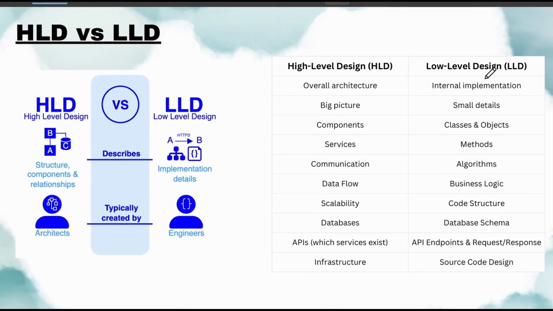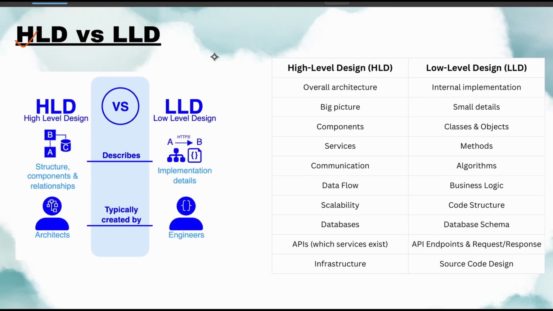In system design, we have two things. The first one is HLD and the second one is LLD. The full form of HLD is high level design, and the full form of LLD is low level design. Here you can see the table showing the difference between HLD and LLD. HLD is the overall, main picture. First of all, the engineers or designers will plan the HLD, the high level design.